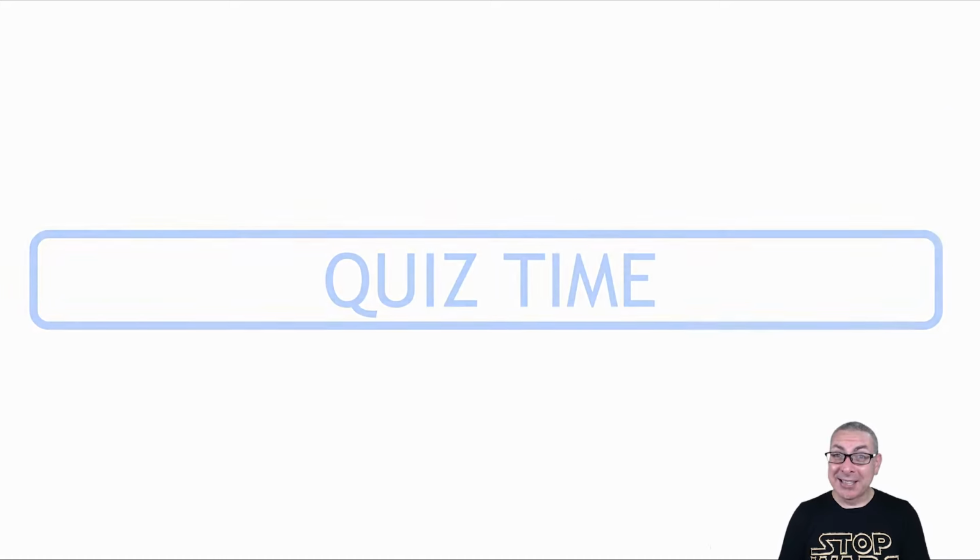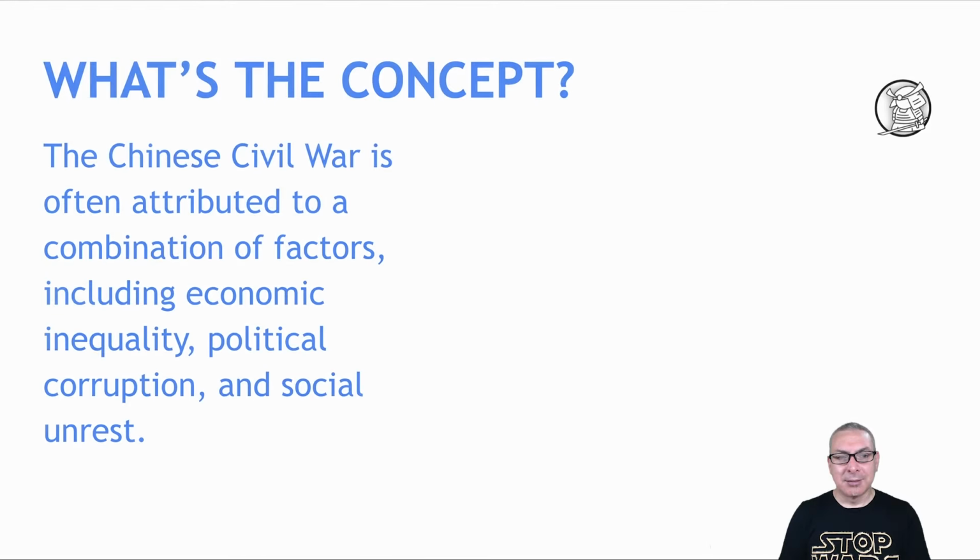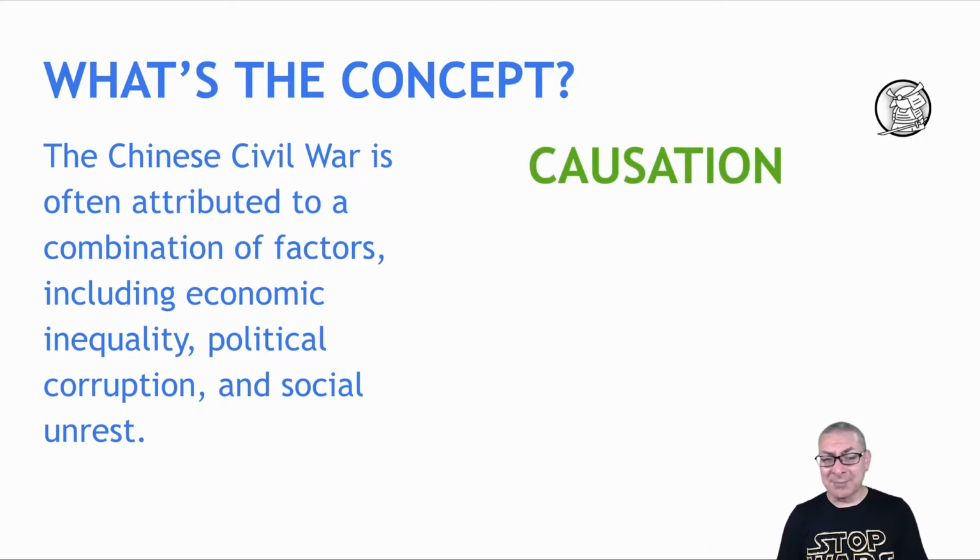Okay, it is quiz time. Yay. So what's the concept? The Chinese Civil War is often attributed to a combination of factors including economic inequality, political corruption, and social unrest. What's the concept? It is causation. And attributed to a combination of factors is what tells me that, oh, I'm looking for causation here.